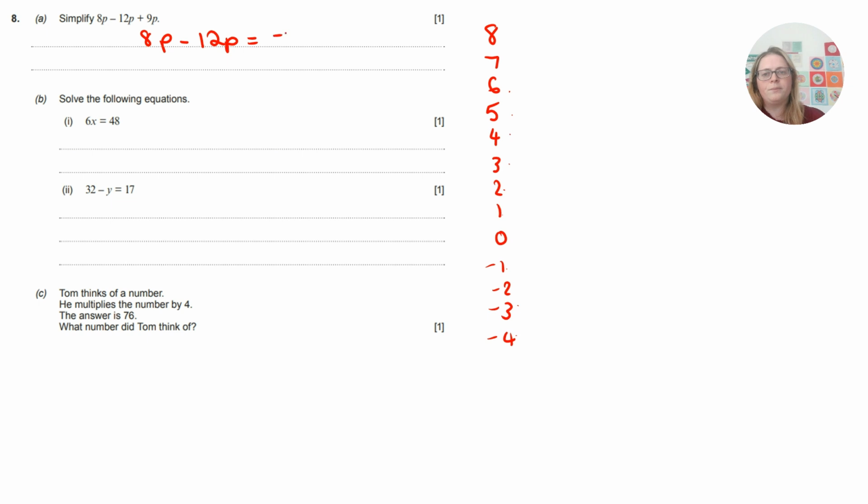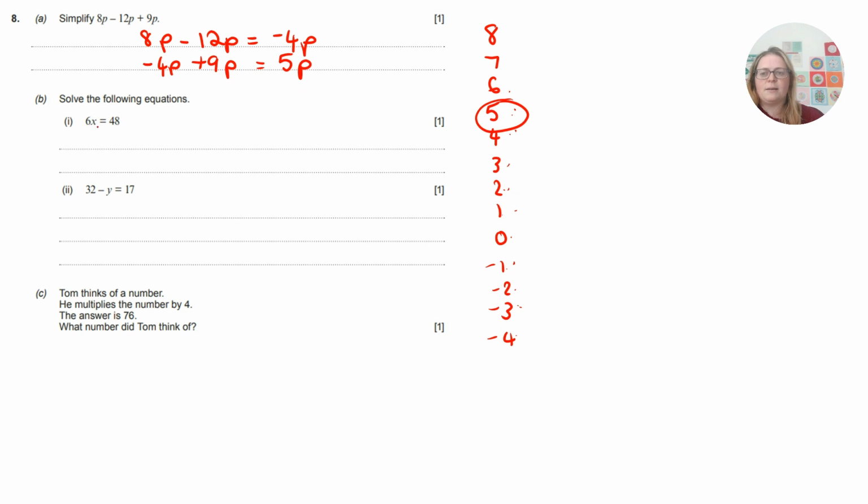So I can write that in. And the p is still there. It doesn't disappear. Now I'm at minus 4p and I have to add 9p. So now I'm going to go back up. 1, 2, 3, 4, 5, 6, 7, 8, 9. So 5p is my answer. I'm just taking it each part at a time. And again, p stays there.